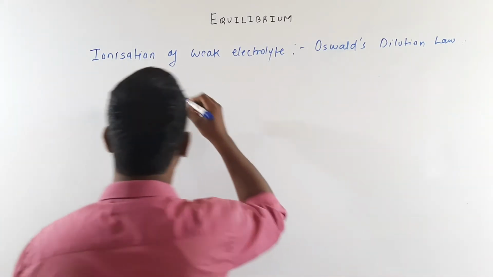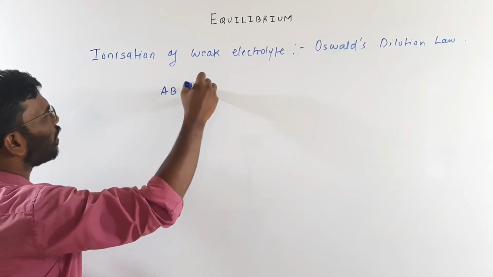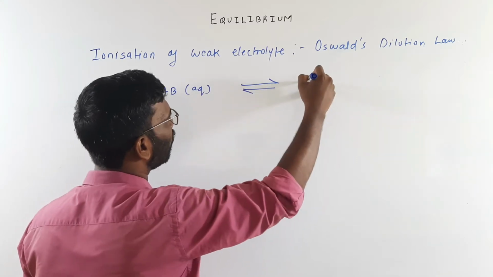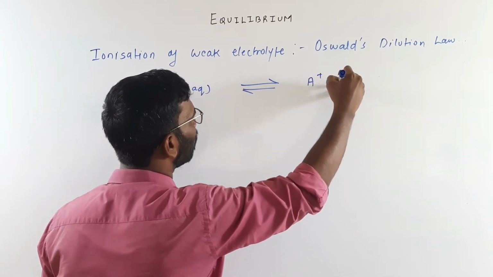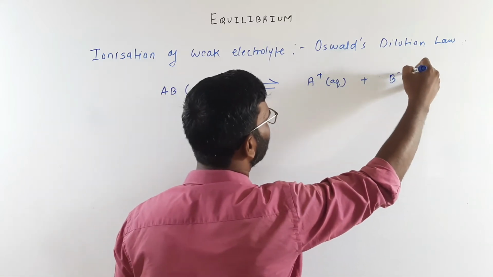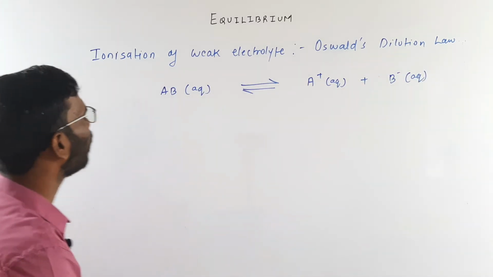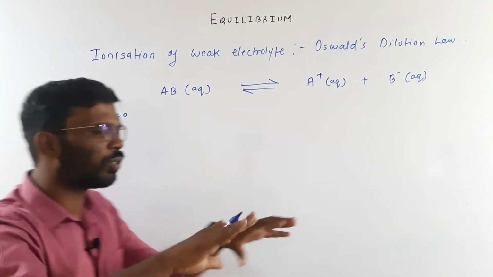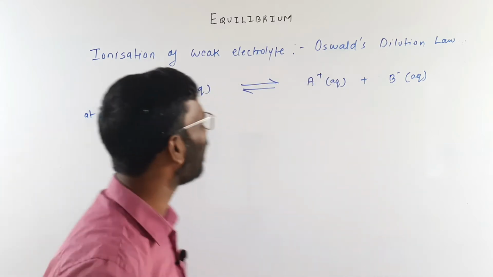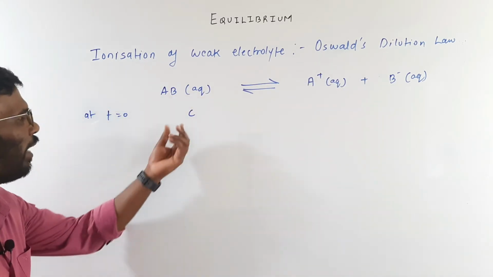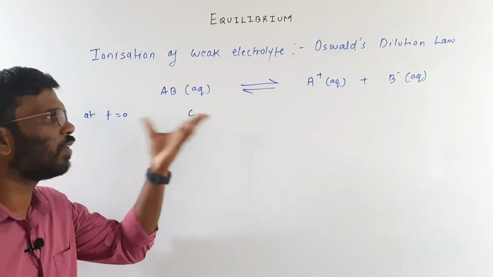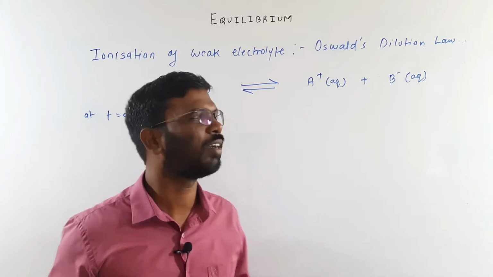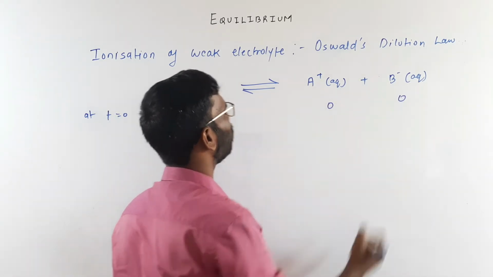Let's take AB, which is aqueous, meaning it is in water. You are going to get A plus aqueous and B minus aqueous. Now at time t equals 0, meaning the dissociation process has not started, AB will be just C, some concentration. And at time t equals 0, the dissociation has not yet started, so the concentrations of the ions will be 0, right?